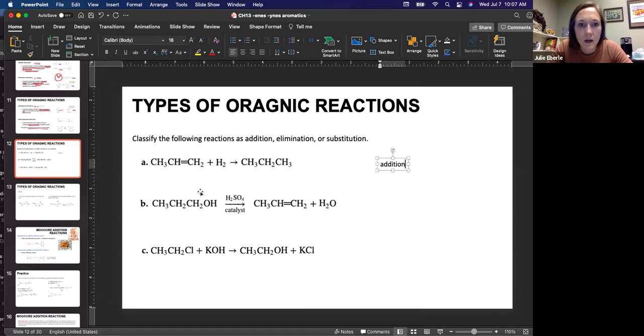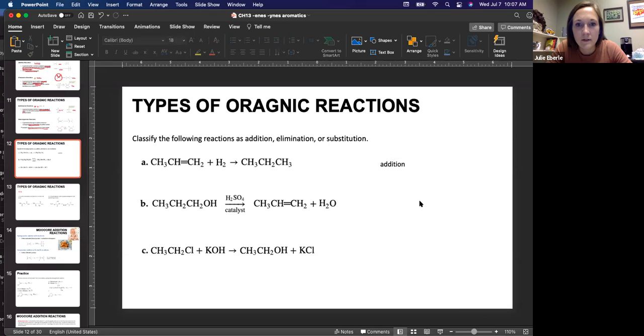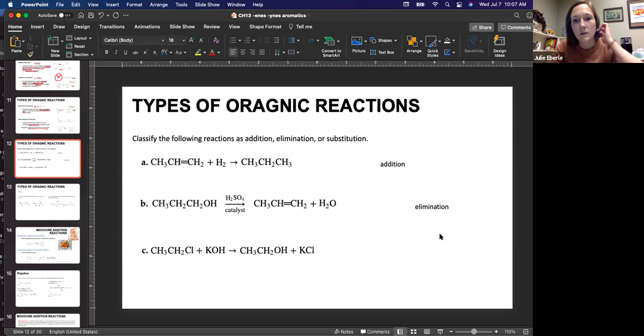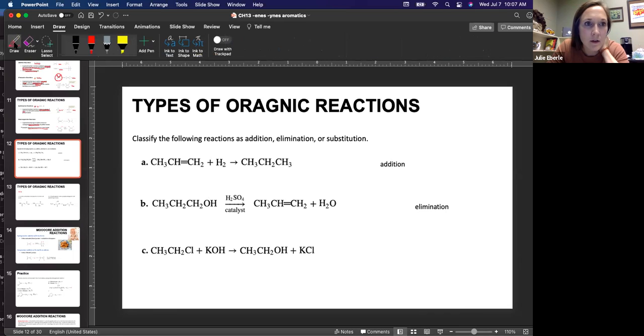Okay. What about B? We've got one thing breaking down into two things. We have a saturated reactant and we have an unsaturated product. Elimination. Got to be elimination. We lost water. What actually happened here is the OH from this last carbon and one of these hydrogens break off to give us water. So that's why it's elimination.